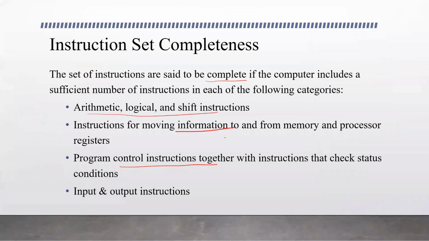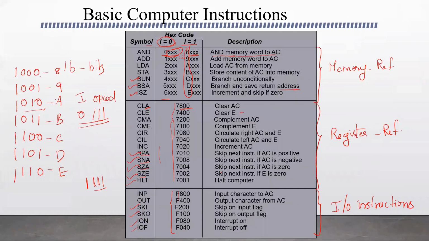And we also have input output instructions, correct? Okay, these two are the major instructions that communicate to the user, INP and OUT. Okay, this set of instructions includes instructions from all the needed categories. So we say that the instruction set is complete here.